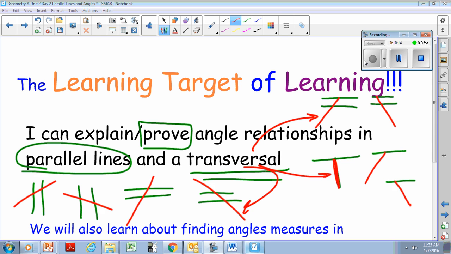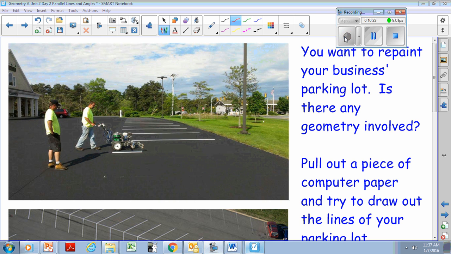Or if you didn't put it on the page with the word transversal, write the word transversal. Say the word transversal today. Go home. Hey, you want to repaint your business's parking lot. Is there any geometry involved? Clearly the answer is no, but whatever. You're in school, so they want to see it's connected.